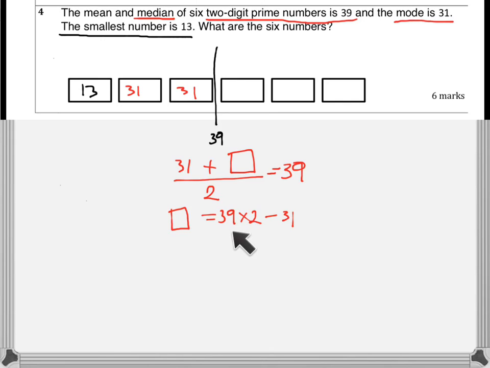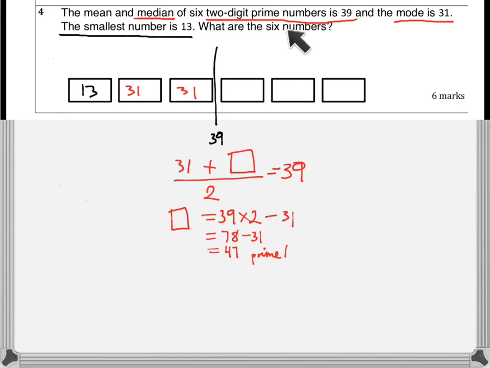Okay. And after multiplying by 2, instead of adding 31, I'm going to subtract 31. So this reverse problem is equivalent to my unknown missing number in the square. When I evaluate that, 78 take 31 gives me 47. And 47, lo and behold, is also a prime number. So that fits the description of what my numbers need to be.